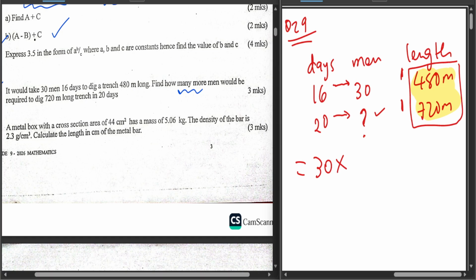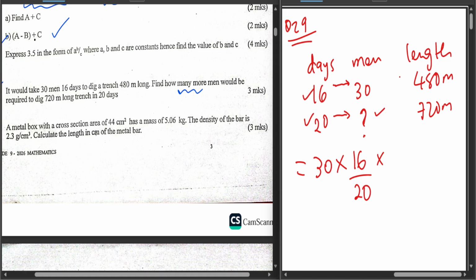If you use more days, then how many more men will you require? Obviously, if you use more days, it means that you require fewer men, because more men will mean you'll take fewer days, but fewer men will mean more days. So between 16 and 20, which one is smaller? 16 over 20.